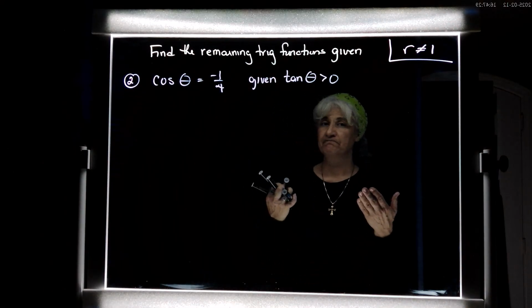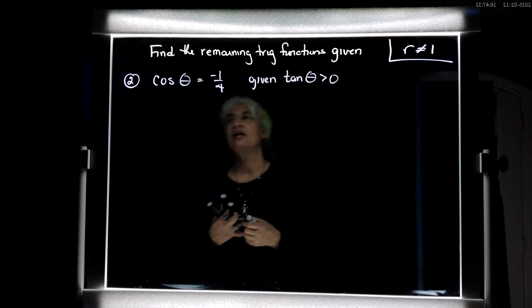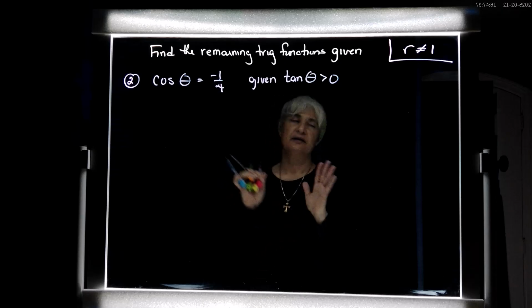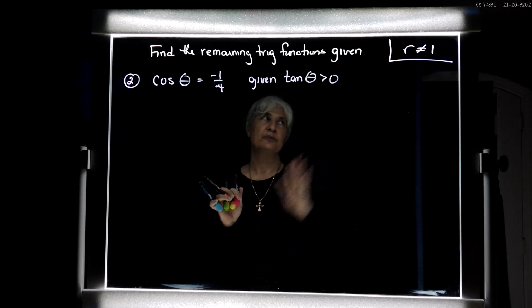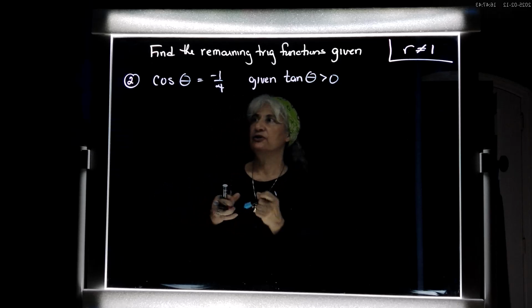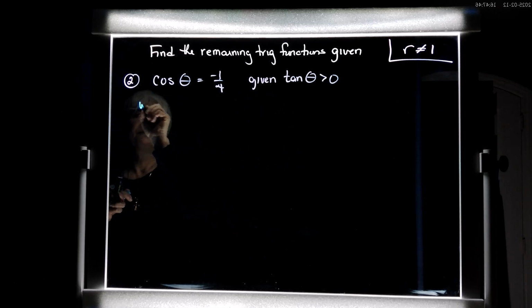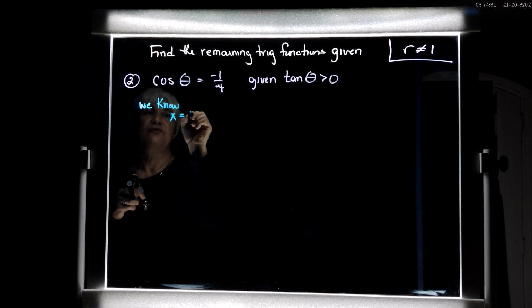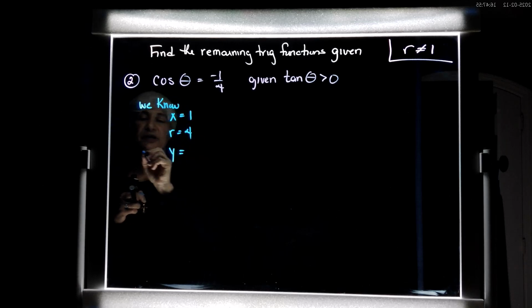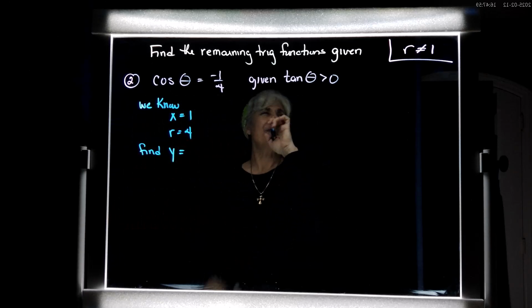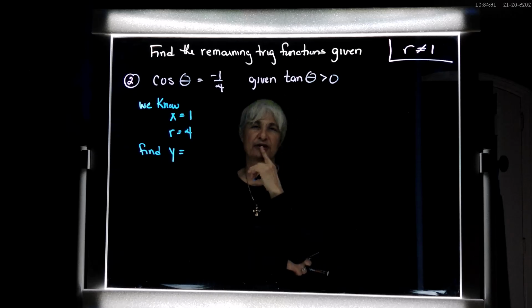Did you get it? You think so? Okay, let's talk. So they tell me the cosine of theta is equal to a negative 1 over 4. Okay, got it. So I know, because I'm not on the unit circle, I know that x is negative 1, and we know r is 4. Excellent, which means we need to know y, right? So we have to find the y value. Got it. But they gave me the tangent of theta is greater than 0.